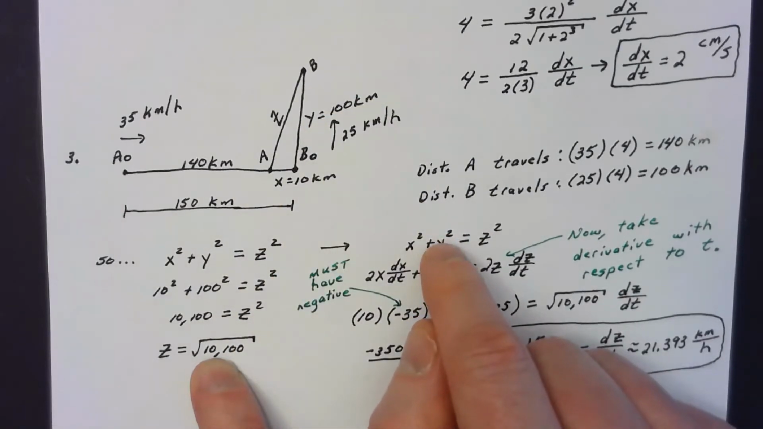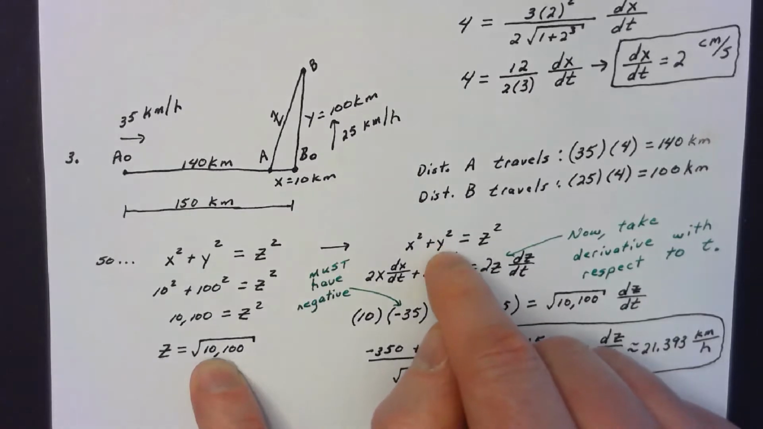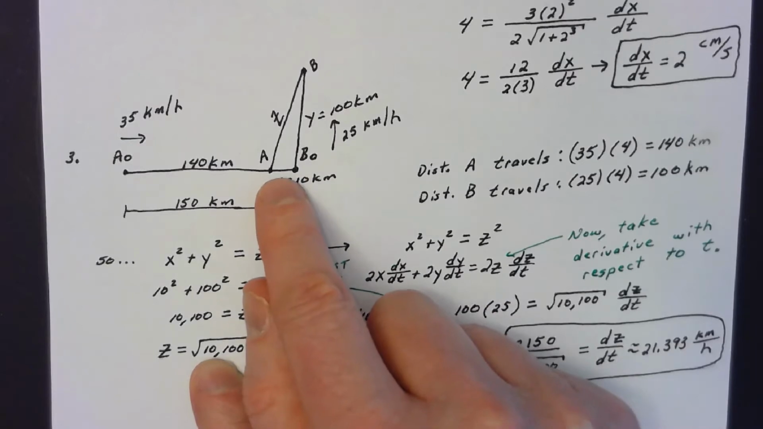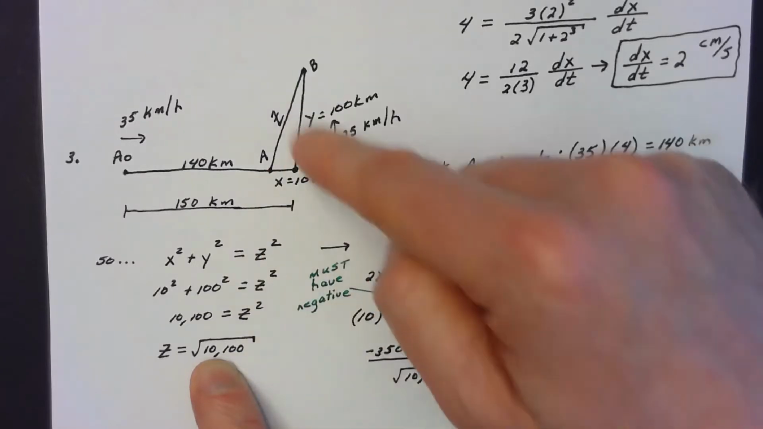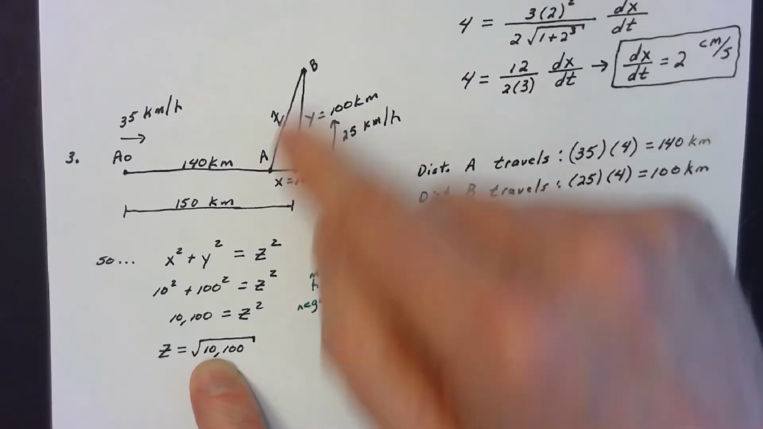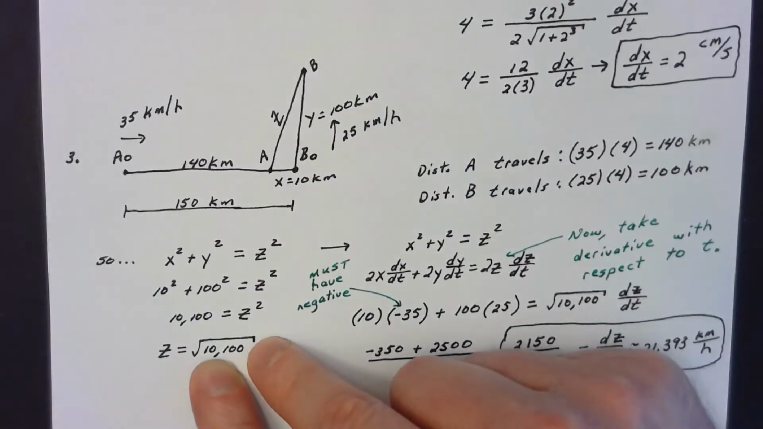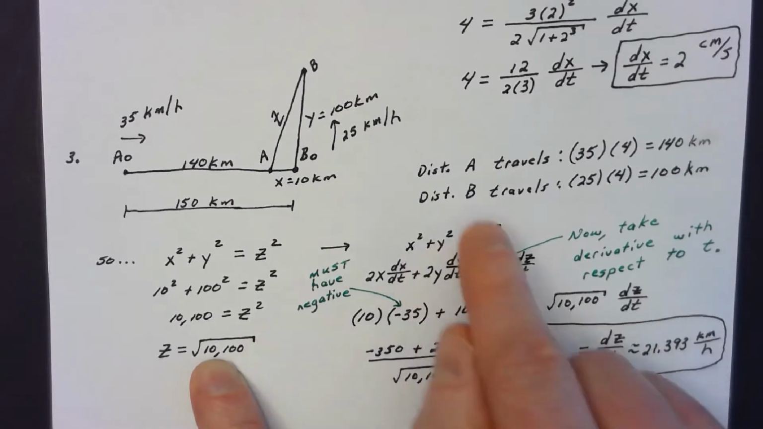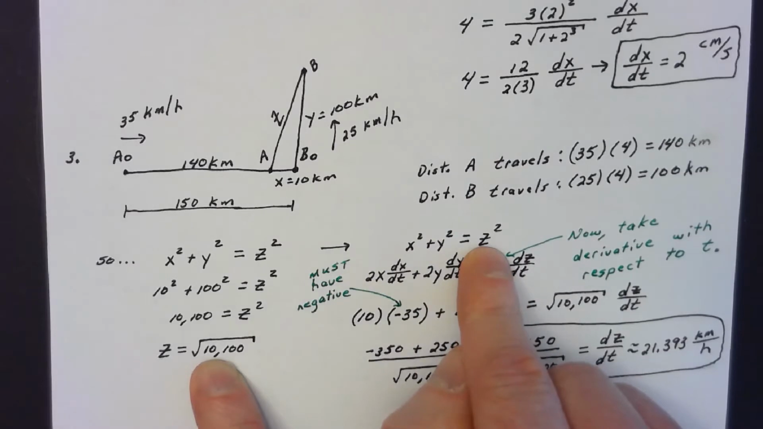Before you can take a derivative, anything that varies must have a variable. So please make sure you see in this problem, is x always going to be 10? No, it's only 10 right at 4 p.m. Same thing with y. Is it always going to be 100? No, it's only 100 kilometers at the instant of 4 p.m. And again, z, is the distance between them always going to be this? Again, no. That distance is going to change. Anything that varies must stay a variable before we take the derivative.